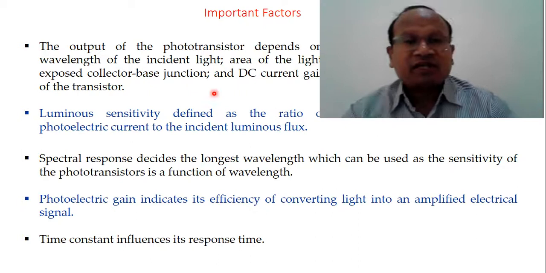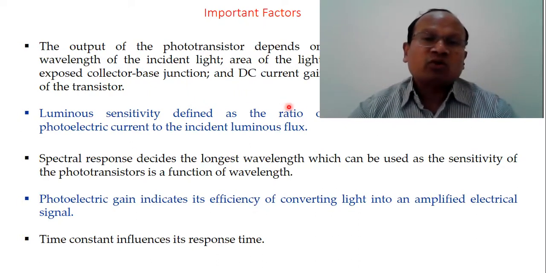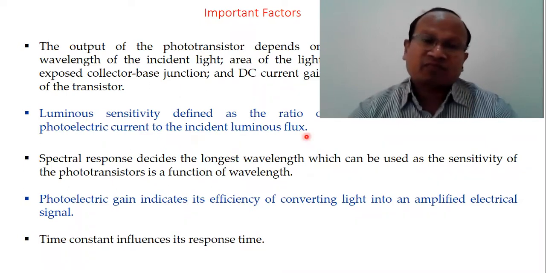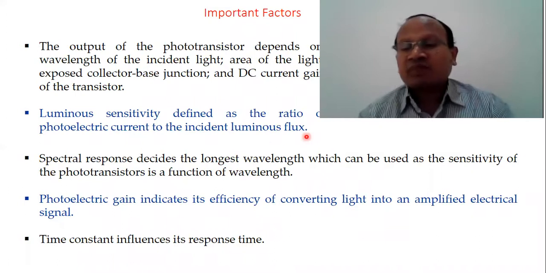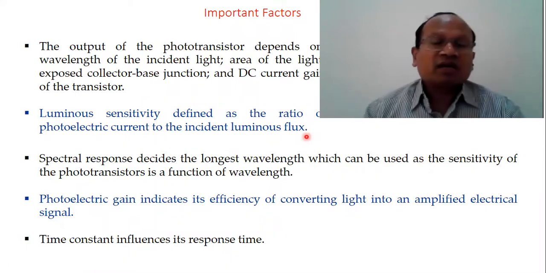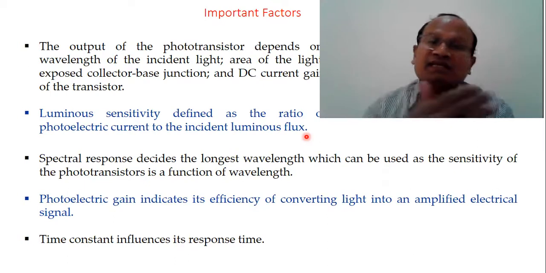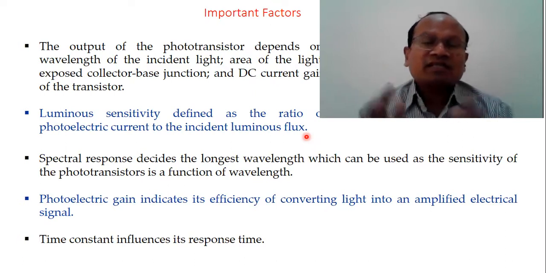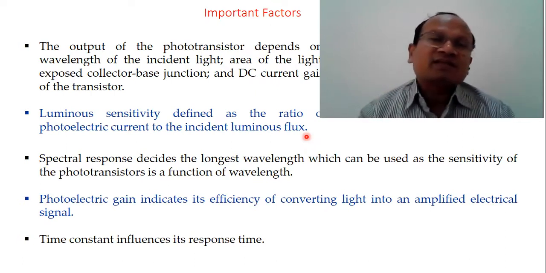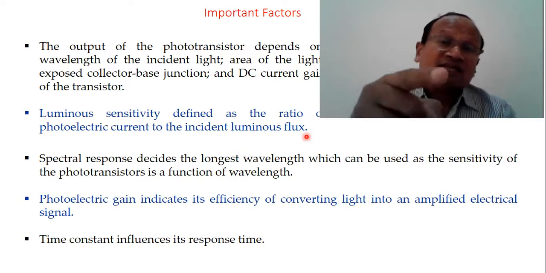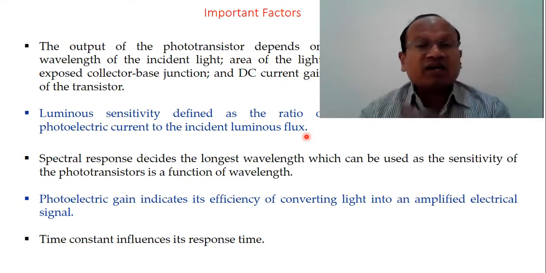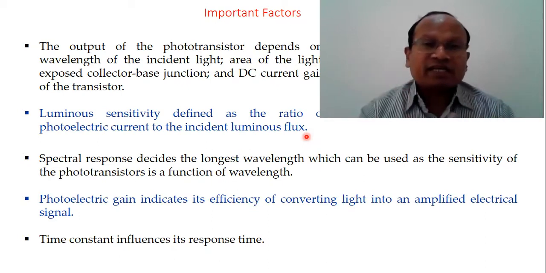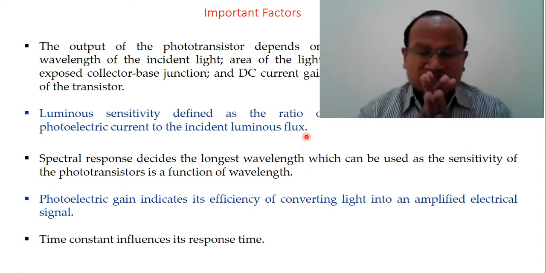Luminous sensitivity is another term, which is known as the ratio of photoelectric current to the incident luminous flux. Luminous flux is an important quantity of the light, and as it increases, the photoelectric current will increase. This sensitivity, this ability, this property is called luminous sensitivity. How sensitive it is to the light. If the luminous flux increases, whether there is an increase in current or not, that is indicated by luminous photosensitivity.